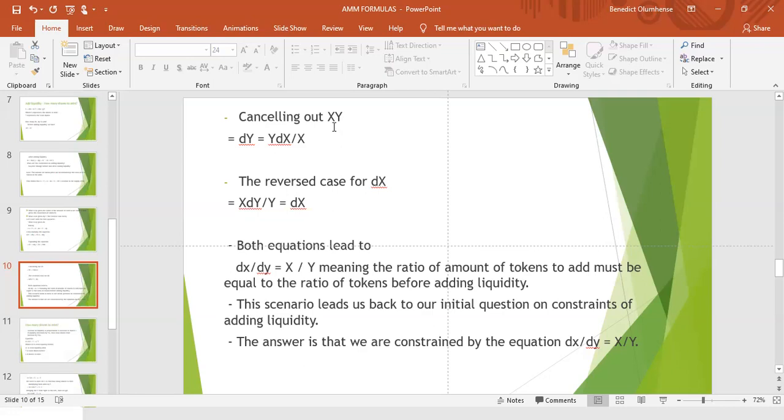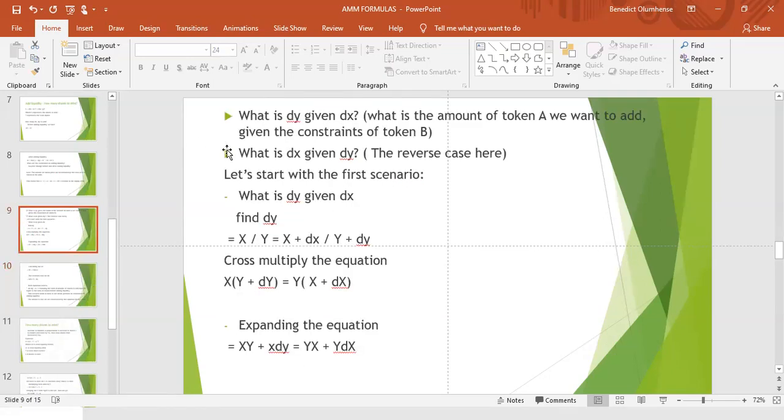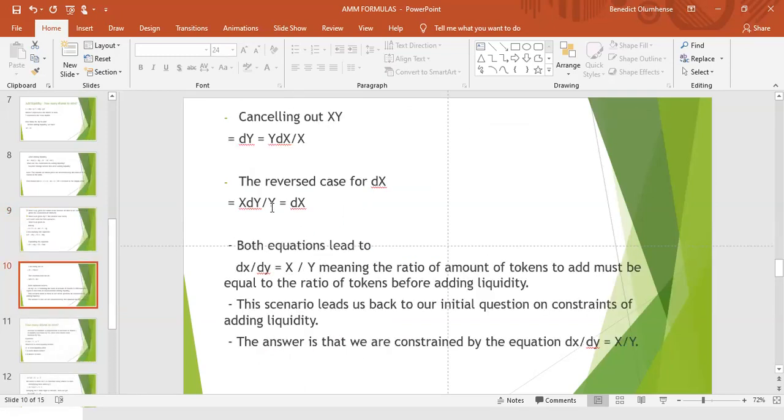And this is also the same reverse case, so we've answered the first and second question. This is the same reverse case for dx, which is x times the change of y divided by y equals the change of dx, right? Both equations lead us to the scenario where dx over dy, the change of x over the change of y, equals x divided by y, meaning that the ratio of the amount of tokens to add must be equal to the ratio of tokens before adding liquidity.